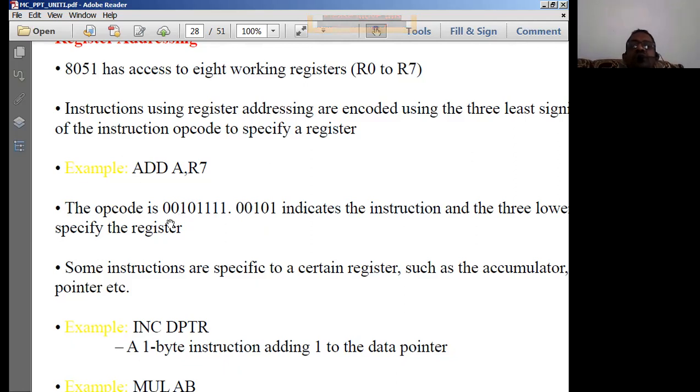We just understand by seeing the instructions. What is important in instructions is the operands. See this instruction, ADD A comma R7. A is known as the accumulator register, which is 8 bit. R7 is a register. Here A is a register and R7 is a register, so both of them are registers. ADD is nothing but the opcode.